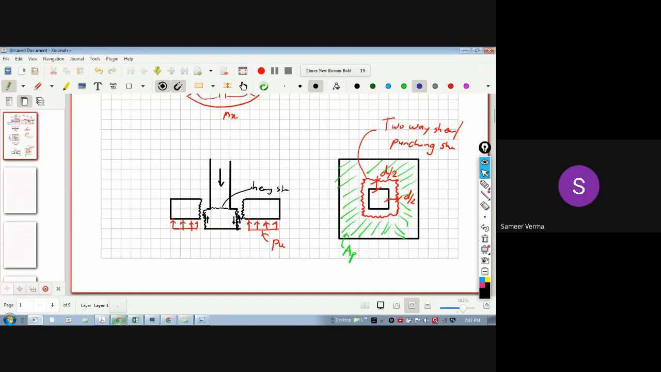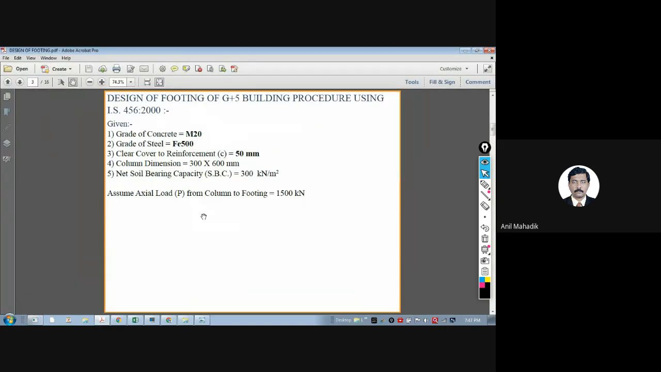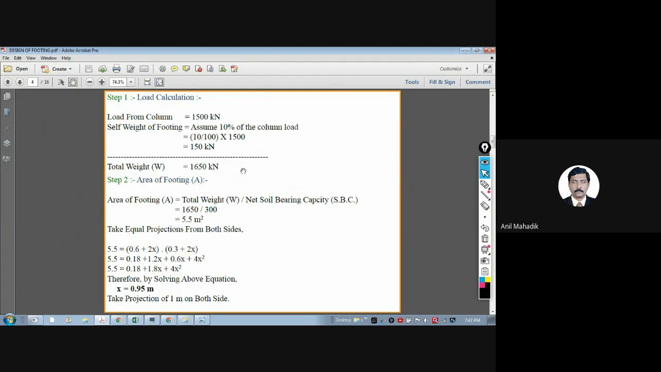Now let's go to the problem statement. For any problem we need the SBC, soil bearing capacity, then the column dimensions, the actual load on the columns, the grade of concrete, cover and everything. Apart from the load on the column, there is a self-weight of the footing. You can calculate it by assuming some footing size, or for simplicity, you can assume 10% of the column load, because we have not yet designed the footing.